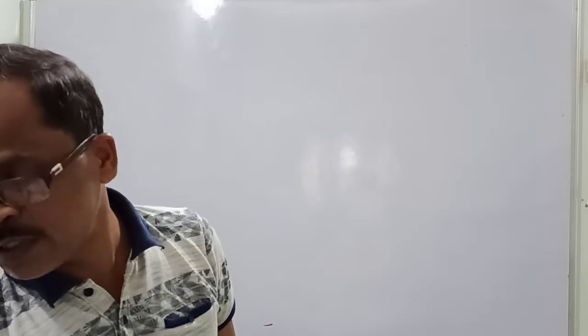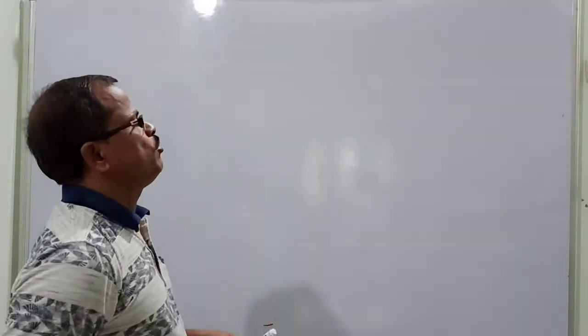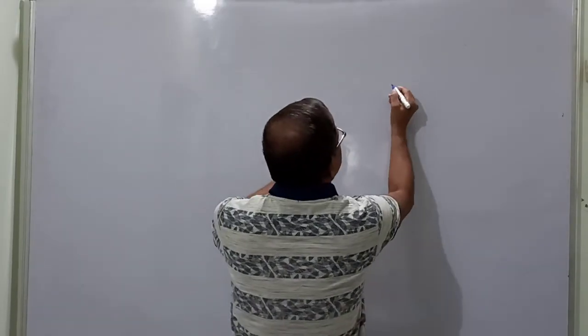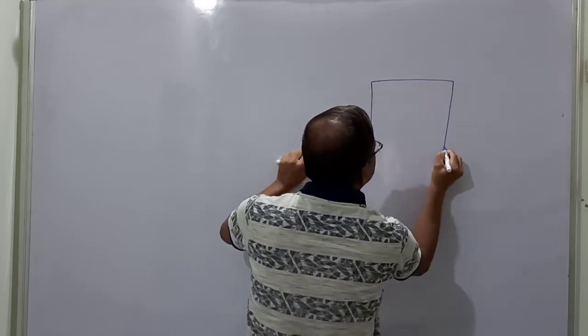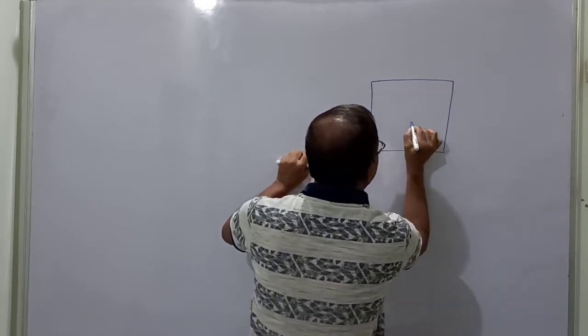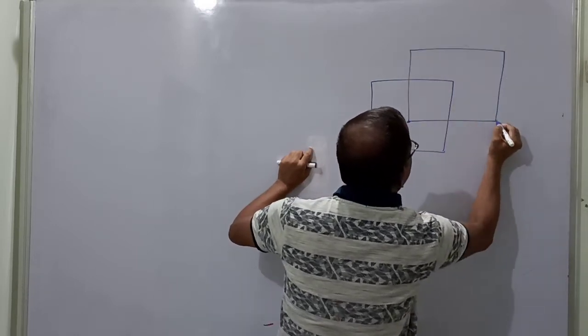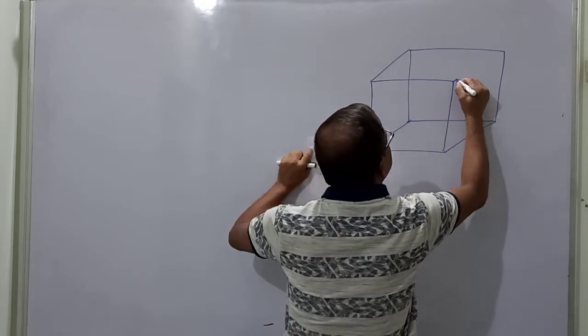Okay, now we will go to the capacitance about the edge of a cube. Look here. So now this is the cube. This is your cube. So now this is the way you want to draw the cube. I am drawing the cube like this.